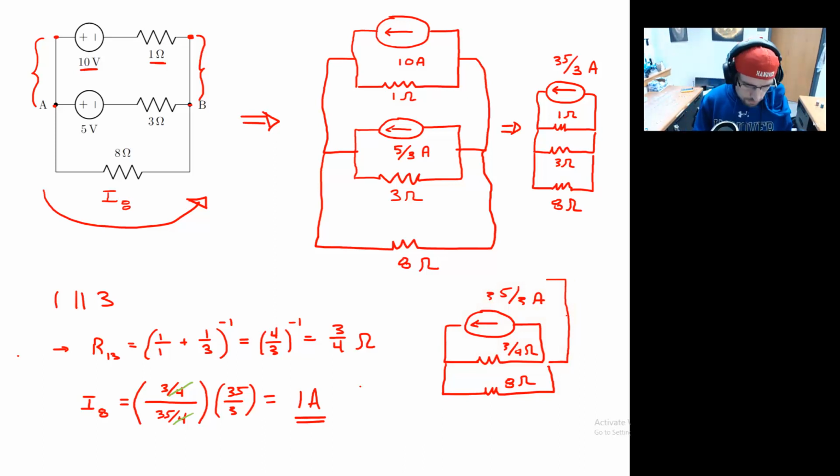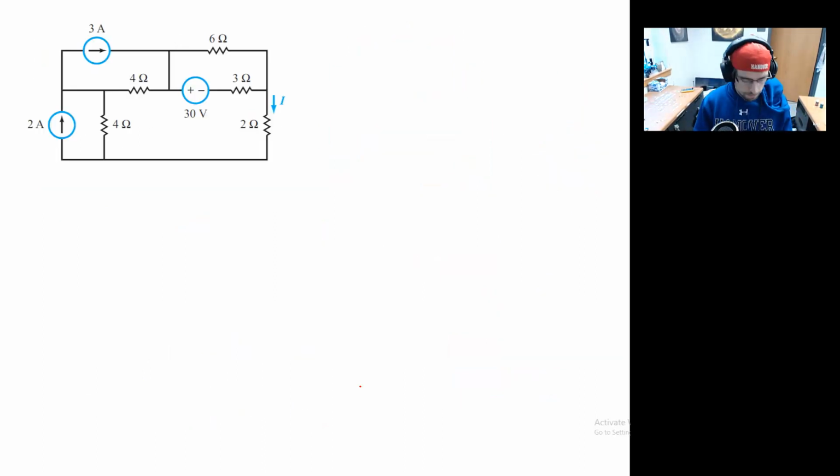Okay, well, let's do another example problem here. How about this one? Again, what we're interested in is right here, we have our 2 ohm resistor. So this is the load, if you will, this is my load resistor right here, RL. Take a minute, go ahead and do source transformations, and see if you can come up with an answer for the current flowing through the 2 ohm resistor.